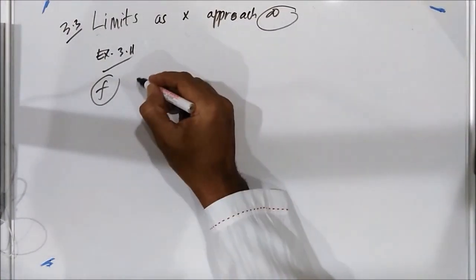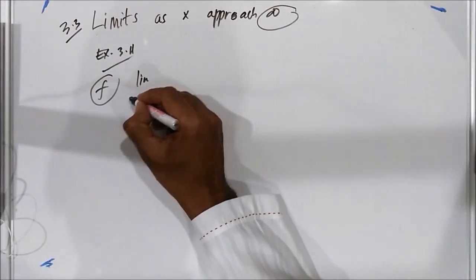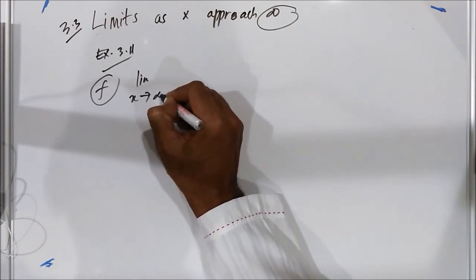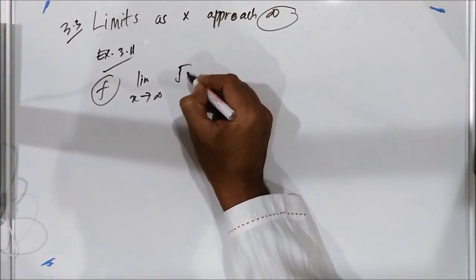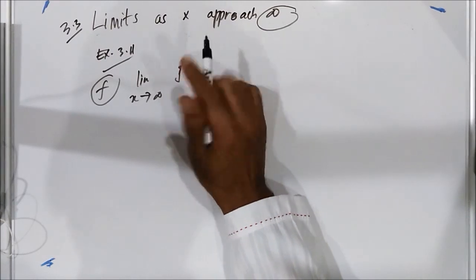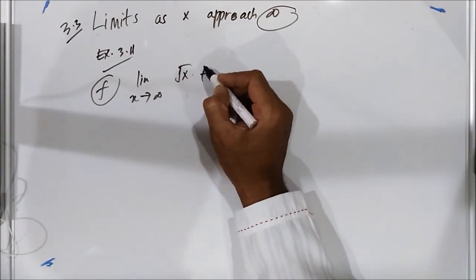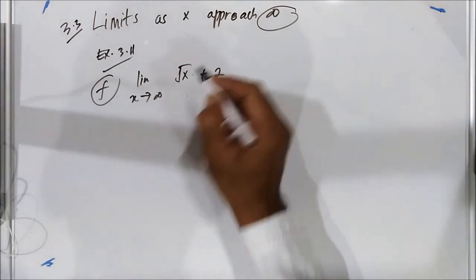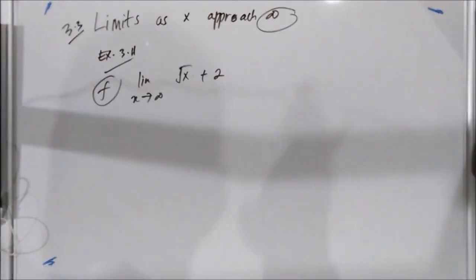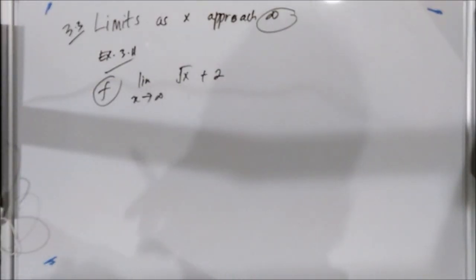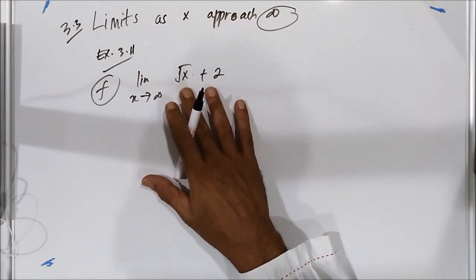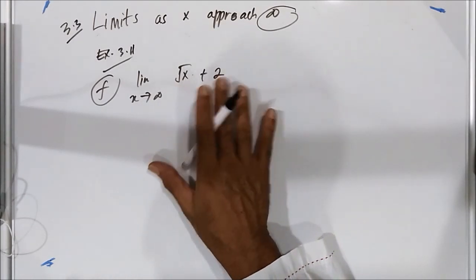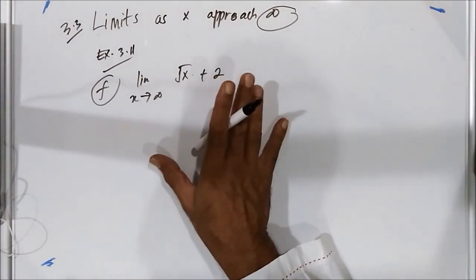On to find the limit as x approaches infinity of the square root of x plus 2 ... Okay. So to solve this one, to solve the radical function, we multiply by a certain value.